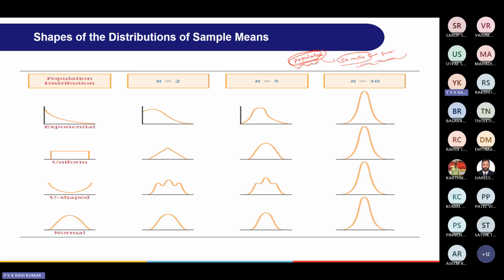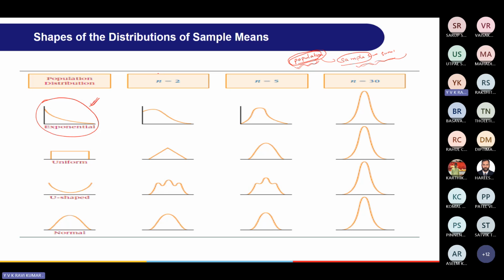That's why we have been telling many times from the beginning, normal distribution, Gaussian distribution, very important for us. This slide justifies it, right? Now if you see, the original population is exponential. Right? Originally the population is exponential.